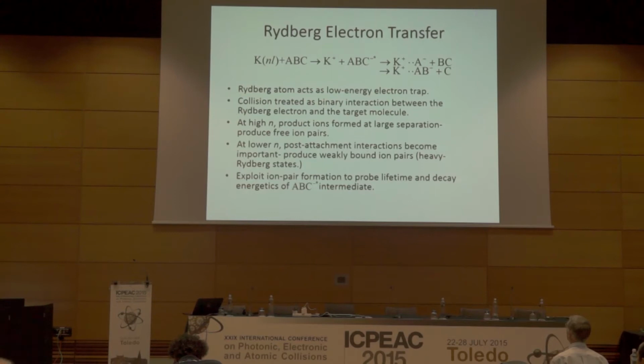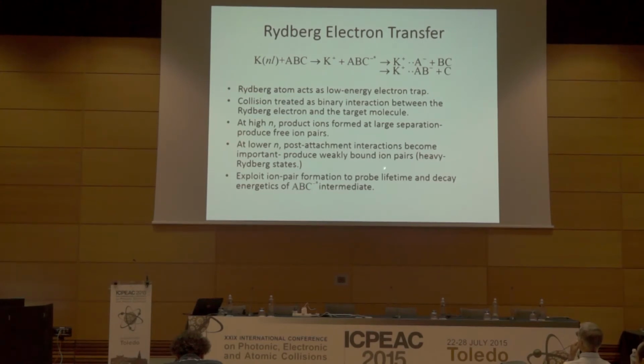When collisions are occurring with Rydberg atoms, they're typically discussed using what's called the essentially free electron model, which goes that since the size of an atom scales as n squared, when you have a Rydberg atom colliding with an electron attaching target, the range of interactions between the electron and the target and the core ion and the target are smaller than the size of the atom. As a result, the atom can be considered a low-energy electron trap, and the interaction can be considered a binary interaction between the electron and the target. So in this case, for very high-n atoms, the products are usually just going to be two free ions.